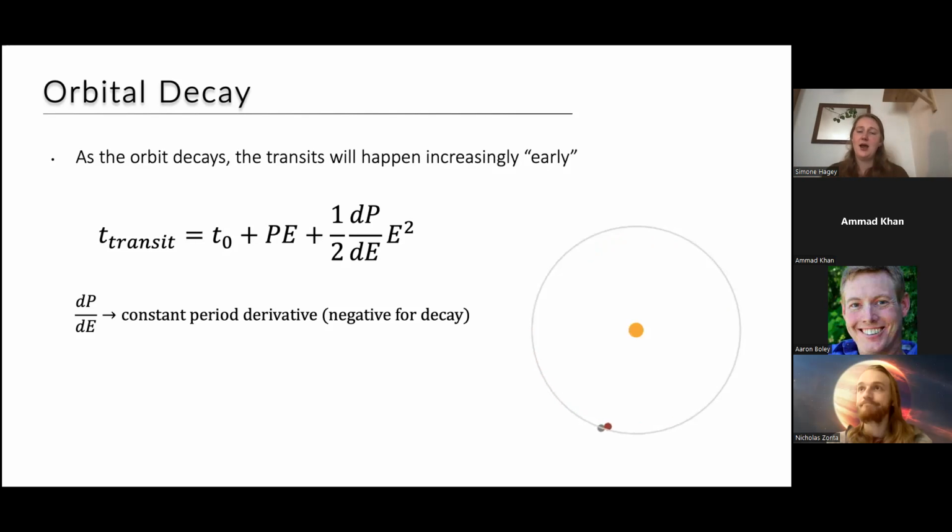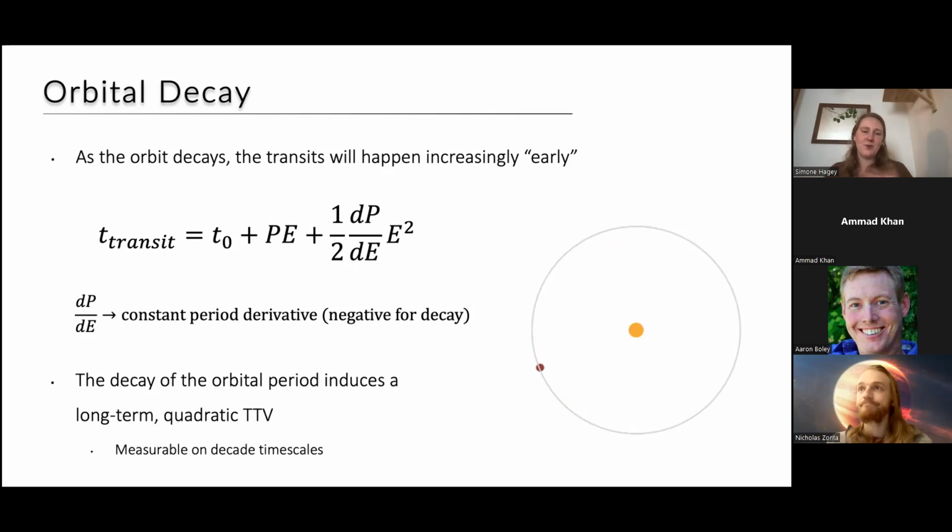As you can see in this animation here, as the planet begins to decay, the period gets smaller, and those transits are going to start happening earlier and earlier and earlier. As you can see from the equation, a negative period derivative gives you transit times coming earlier, and that's something that we can actually detect. This animation is highly exaggerated, so just keep that in mind, but I wanted to show you what that actually looks like.